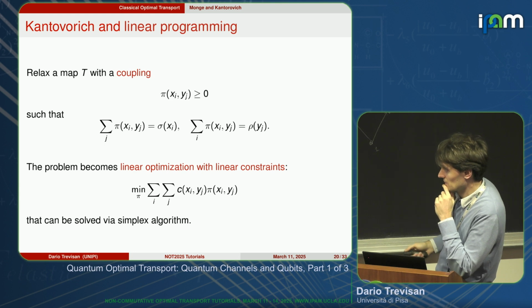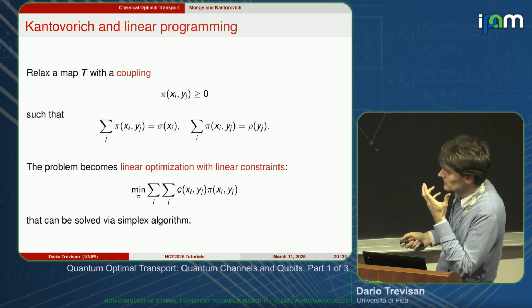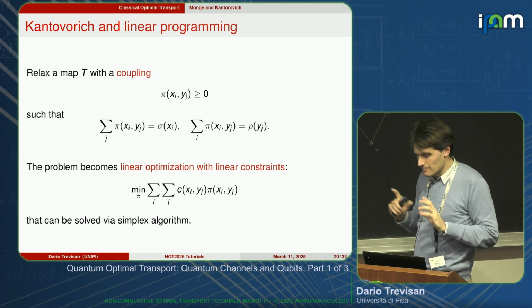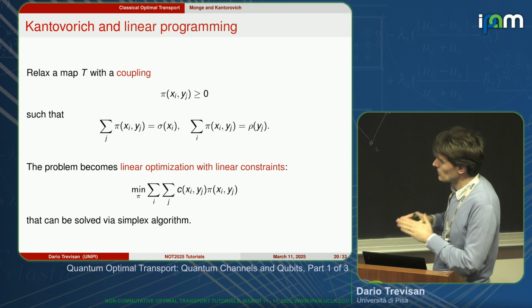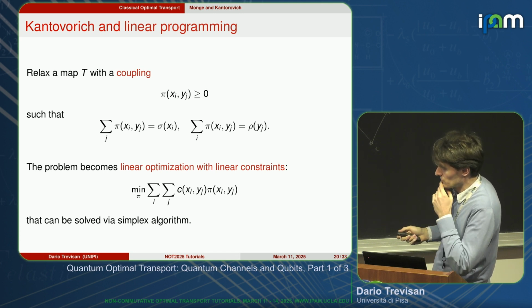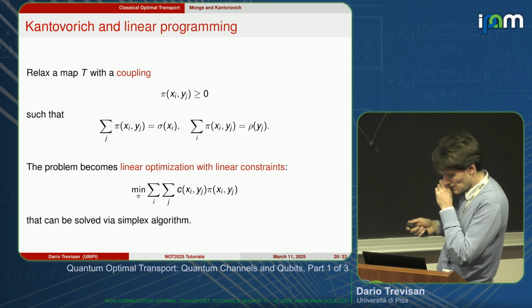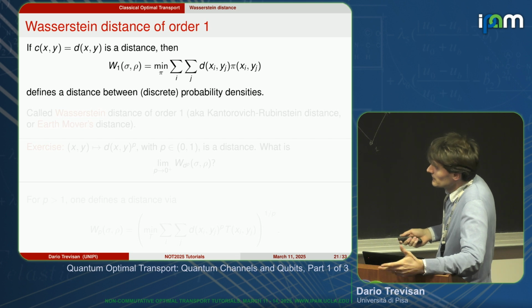So try to find explicitly what a coupling is in this case. Of course, you also improve the nature of the optimization, because instead of optimizing over maps, which would be a sort of integer programming problem, you are relaxing and finding a linear optimization problem with linear constraints. If you want, it's a convex optimization problem of a special kind.